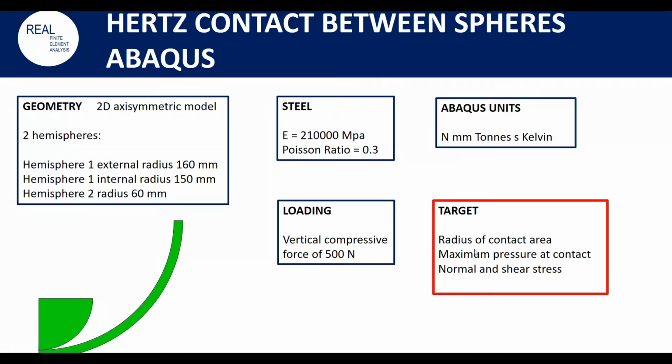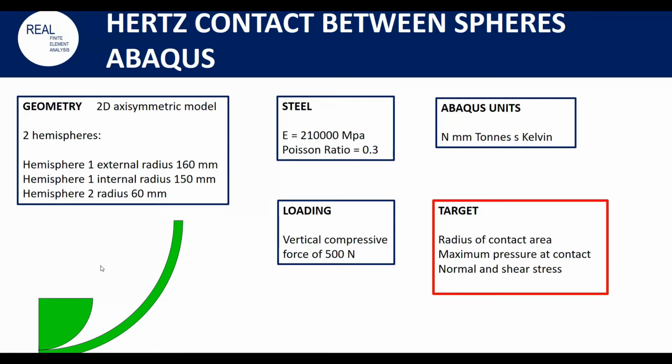And to do this modeling, I will use an axisymmetric model of this, in which the axis of symmetry is this one, and the radius of the geometry and dimensions of the first hemisphere will be these ones, and the radius of the second hemisphere is this one. The material will be steel for both hemispheres. Abaqus units will be Newton, millimeters, tonnes, and seconds, also kelvins, but we are not going to use any temperature.